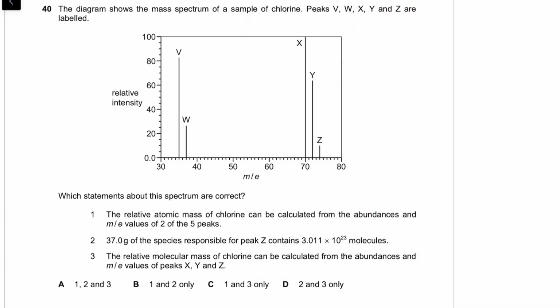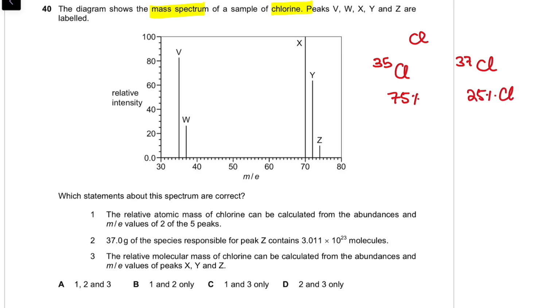Question number 40. The diagram shows the mass spectrum of a sample of chlorine. The peaks V, W, X, Y, and Z are labeled. Which statements about the mass spectrum are correct? Okay, so we're taking a look at chlorine and we have 5 peaks. Something that's important to know about chlorine is the chlorine atom has 2 isotopes. It has the 35 and the 37 isotope. The 35 isotope makes up 75% of chlorine atoms, and the 37 makes 25% of chlorine atoms.